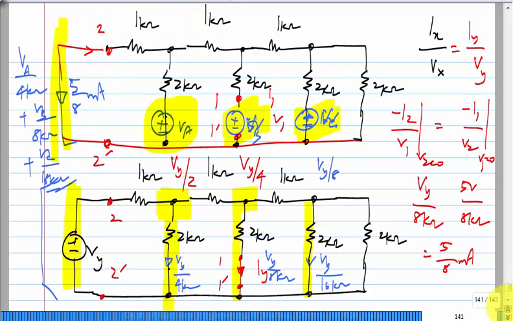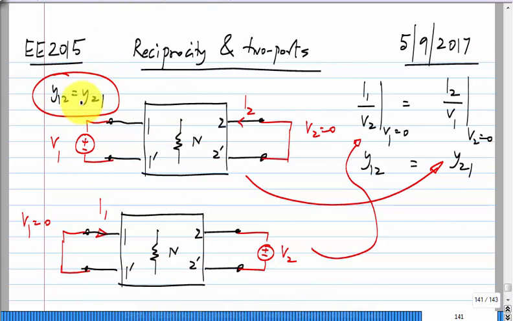Anyway, I have already drawn the circuit representation for the interpretation of reciprocity with Y parameters. Please do the same for Z, H and G. Please draw these equivalent circuits and see what is it that you get.